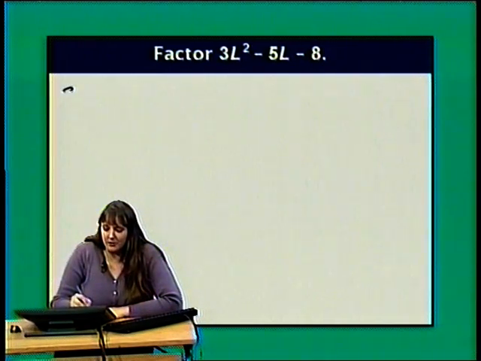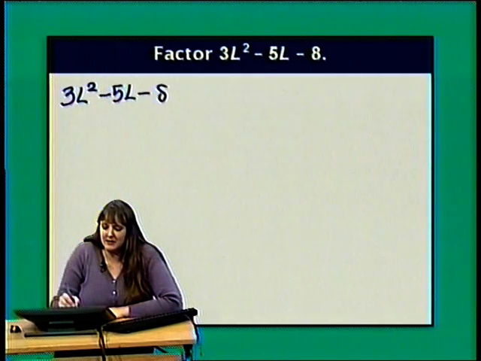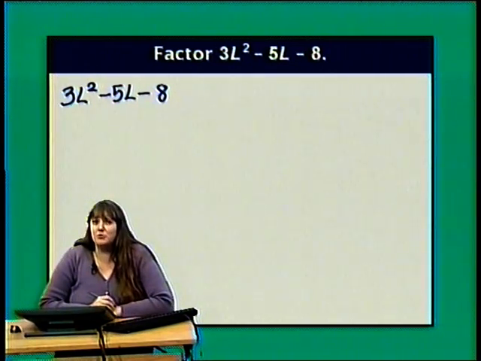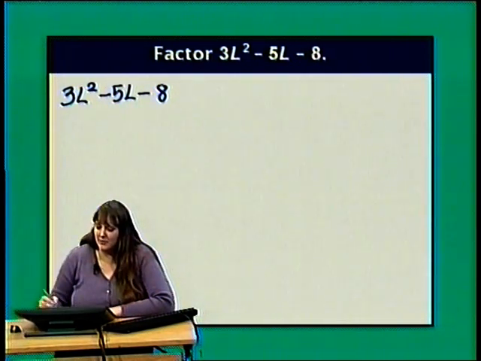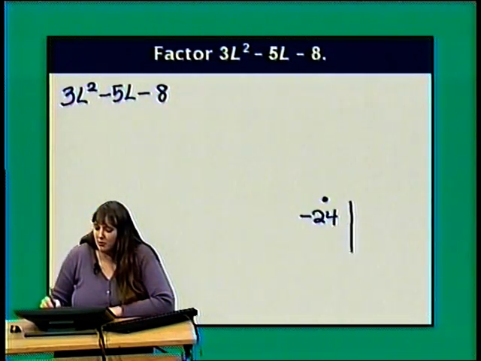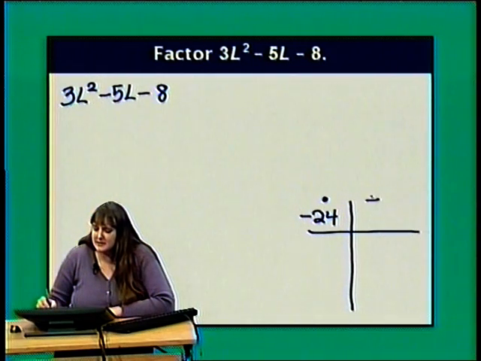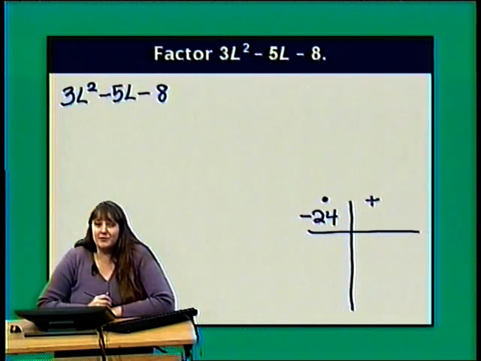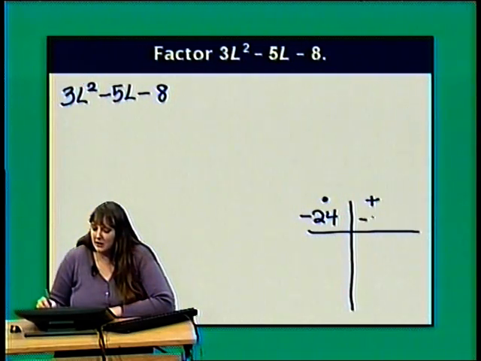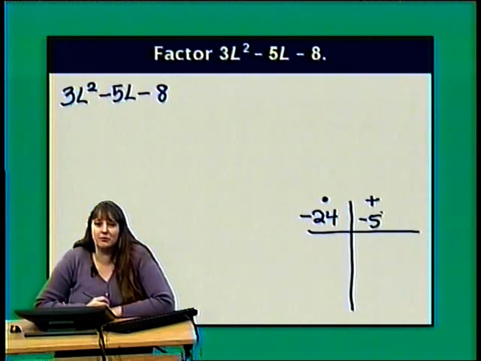So I want to factor 3L squared minus 5L minus 8 by grouping. Now, what do we need to do to factor by grouping? We need to think about our product, AC. So we need to think about 3 times negative 8, which is negative 24. Here we're thinking about product. And we want a sum of the coefficient of the linear term, which is, in this case, negative 5. So I'm looking for a product of negative 24 and a sum of negative 5.